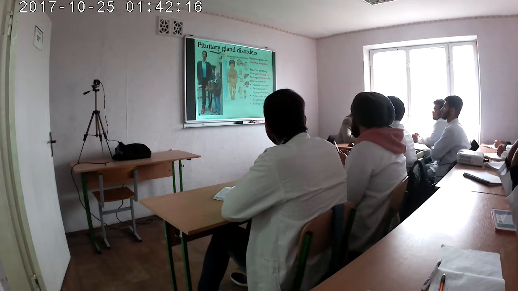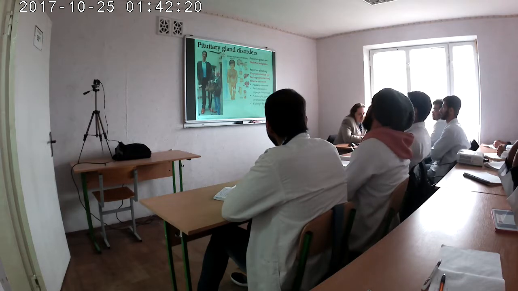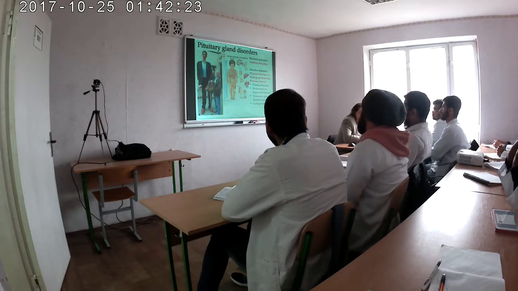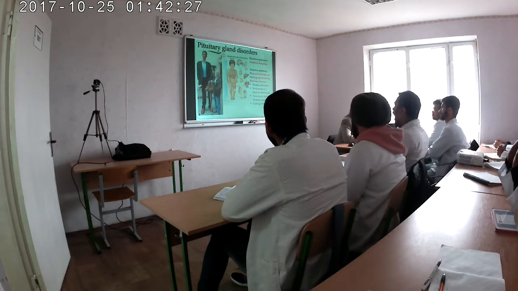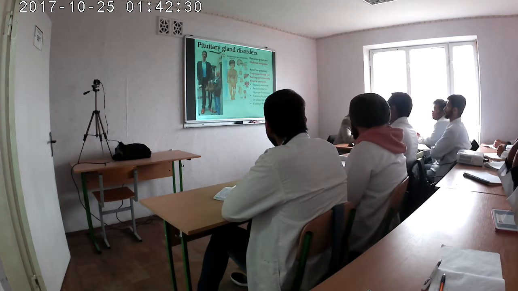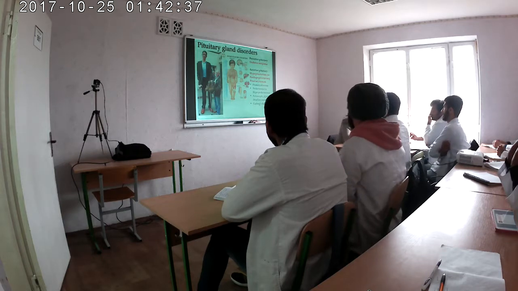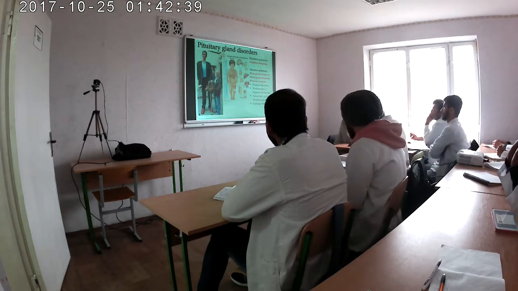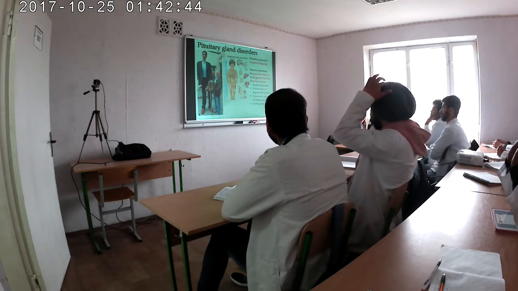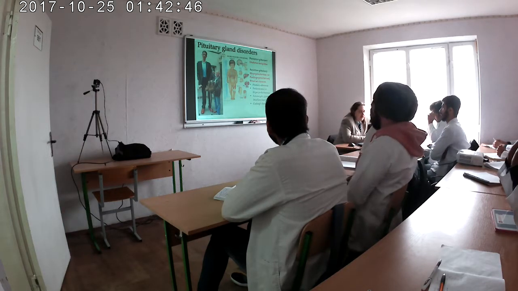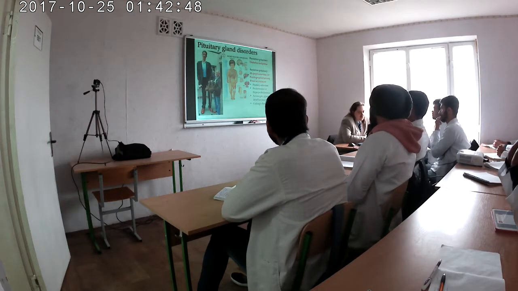Pituitary gland disorders. It's another group. We have posterior pituitary diabetes insipidus. Another part of posterior pituitary problems could be inappropriate secretion of vasopressin, which means too much vasopressin is secreted. This results in water intoxication syndrome. Anterior pituitary gland, we have hypopituitarism, which is an isolated deficiency of somatotropin.